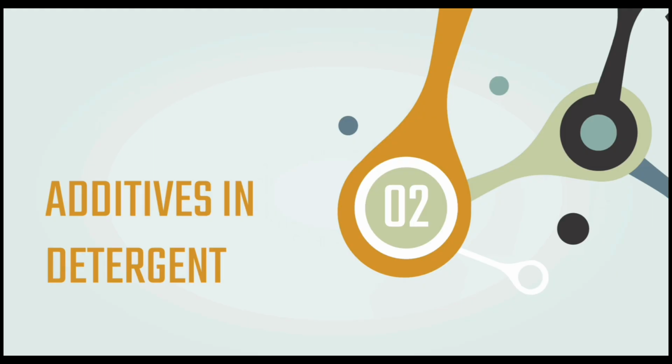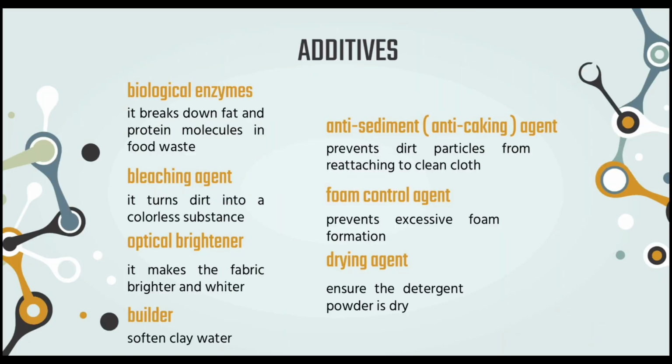For your information, there are several additives contained in detergent to enhance its performance. Detergent contains biological enzymes. They break down fat and protein molecules in food waste. Other than that, detergent also contains bleaching agent. It turns dirt into a colorless substance. Moreover, optical brightener is also contained in detergent. It makes the fabric brighter and also whiter.